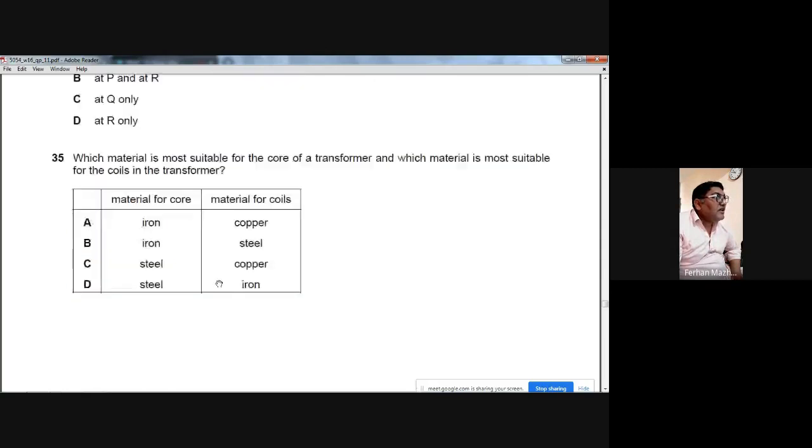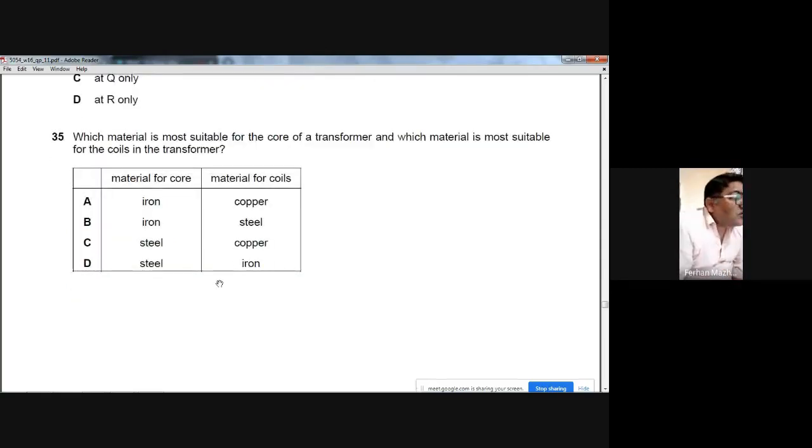35th. He asks which material is more suitable for the core of a transformer and which material is more suitable for the coils in the transformer. For the core, we use soft iron, and for the coils, we use copper. So A seems to be the answer. 35, A is the choice.